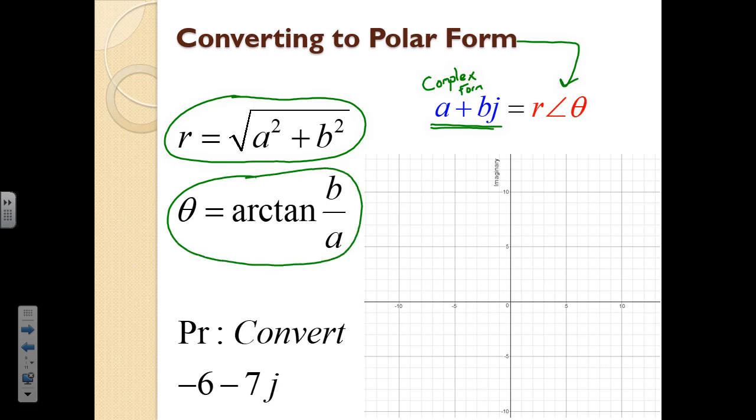So I want you to take just a minute here, and I would like you to convert negative 6 minus 7j, turn that into polar form. You can pause the video and resume when you're ready to see the solution.